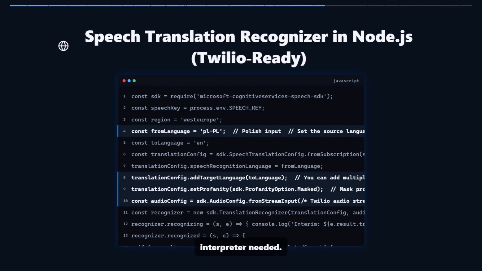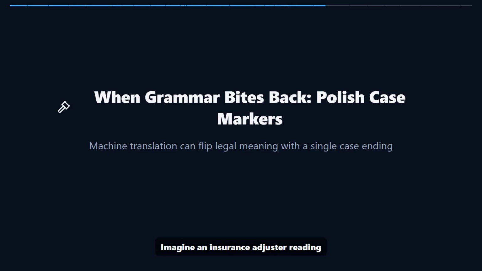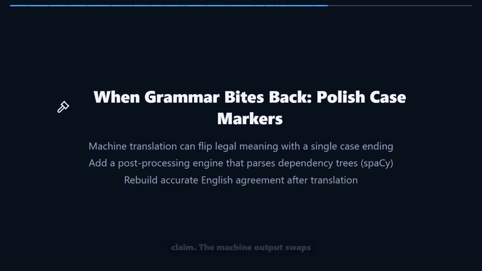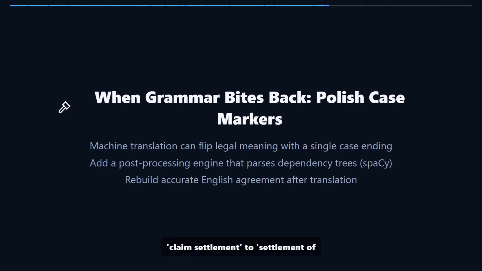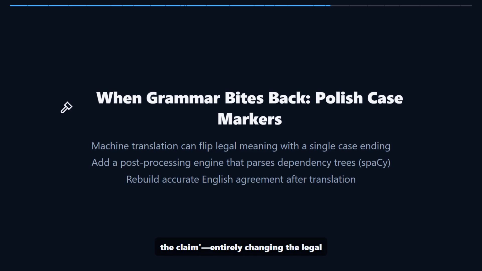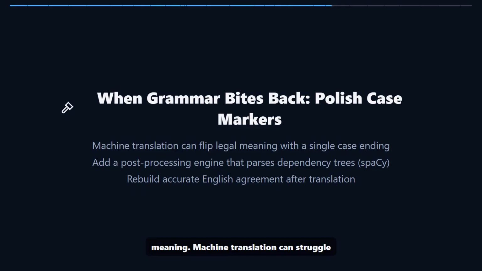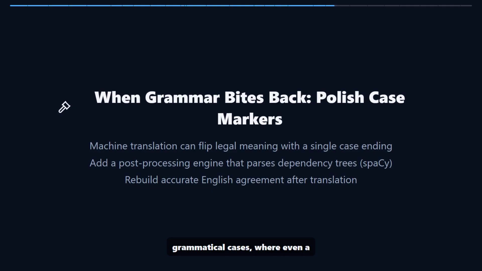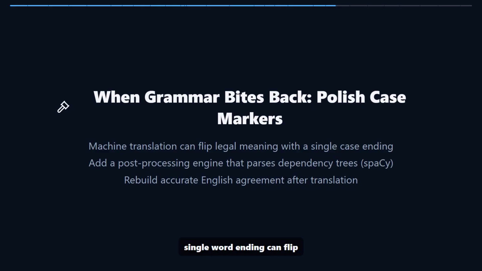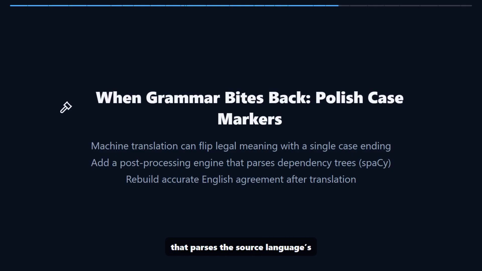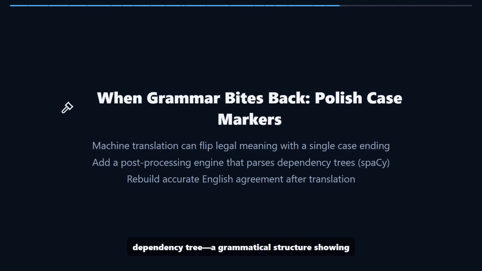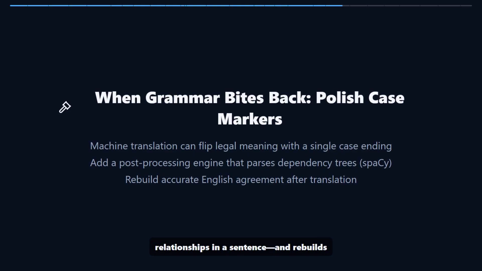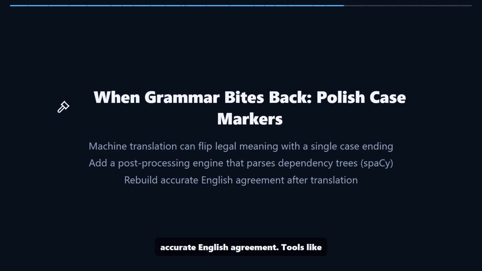No human interpreter needed. Imagine an insurance adjuster reading a translation of a Polish claim. The machine output swaps claim settlement to settlement of the claim, entirely changing the legal meaning. Machine translation can struggle with languages that use complex grammatical cases, where even a single word ending can flip the message. To avoid this, add a post-processing rule engine that parses the source language's dependency tree, a grammatical structure showing how words relate, like parent-child relationships in a sentence, and rebuilds accurate English agreement.